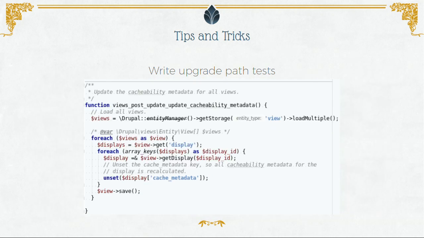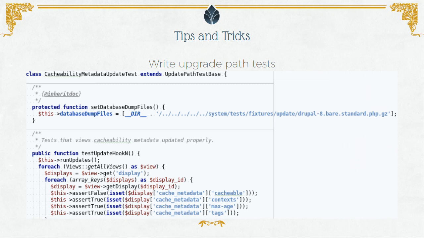So this is the actual test in which we are making the changes and testing there. As you can see, we are loading all the views, and we are changing the display cacheability settings. We are unsetting the cacheability metadata and making sure that after saving every value using Entity API, it will be changed the way we wanted to. And if you look at this, we have assert false, where we are making sure that the cacheable key is not there anymore in the display cacheability metadata, and the new context and max age keys are available for you.